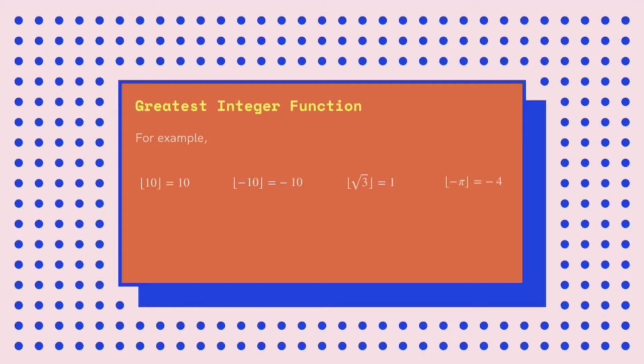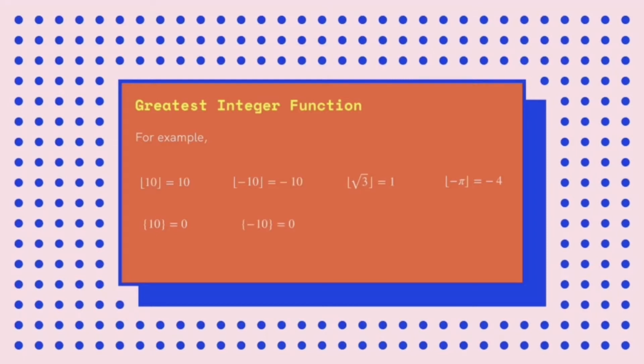Now, greatest integer function of negative pi, about negative 3.14, so the integer less than or equal to that is negative 4. So GIF of negative pi is equal to negative 4. Another example, the fractional part of 10 being an integer, so the fractional part is 0. The fractional part of negative 10 is also equal to 0.